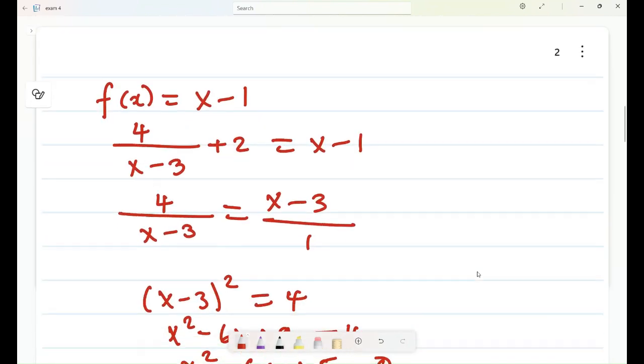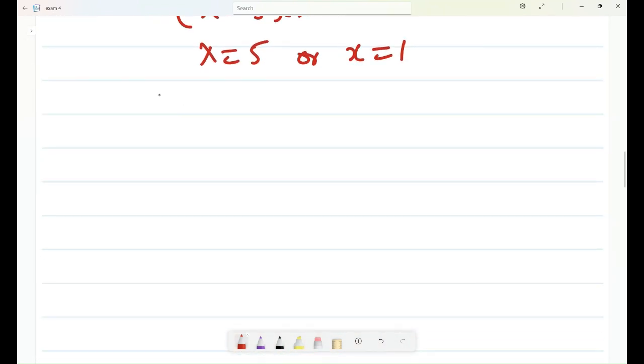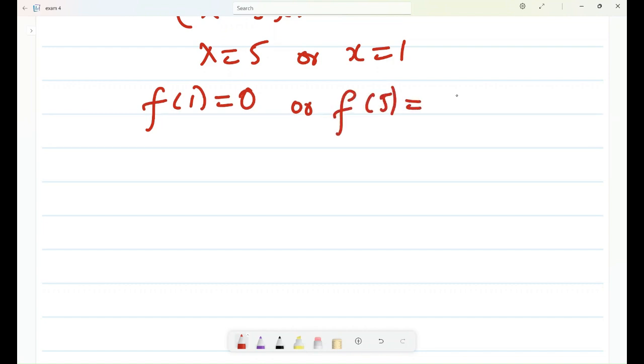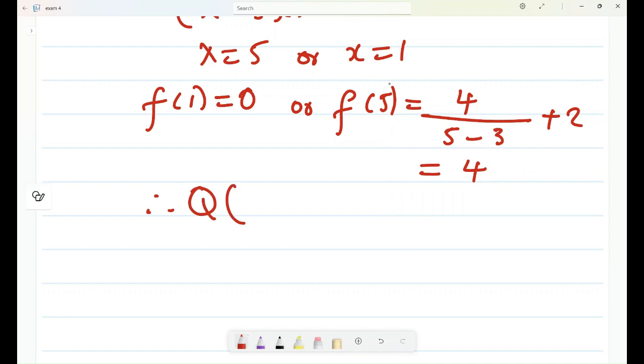So I already know that f of 1, when I substitute 1 into the graph of f, I'm going to get 0. But my interest is f of 5. f of 5 is going to be 4 divided by 5 minus 3, plus 2, which gives me 4 divided by 2, which is 2. 2 plus 2 is 4. Therefore, the coordinate of Q is going to be 5, and the y value is 4. This is your answer.